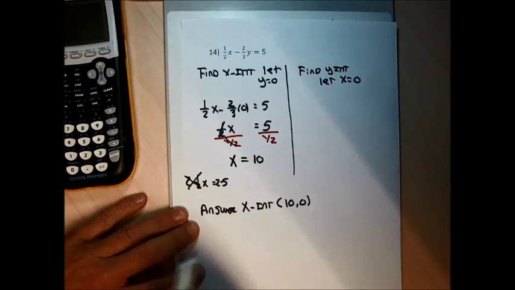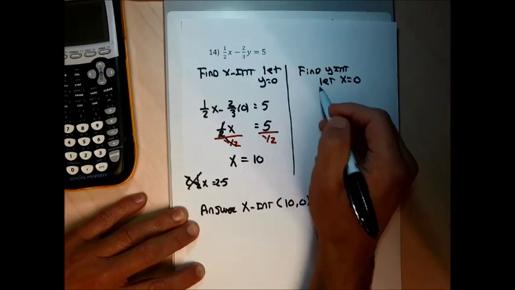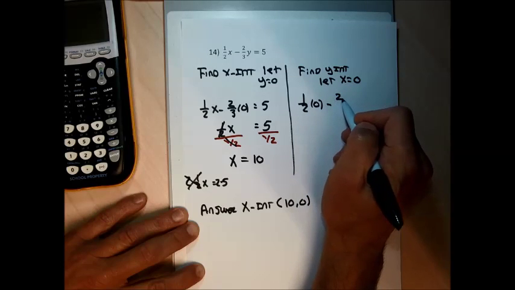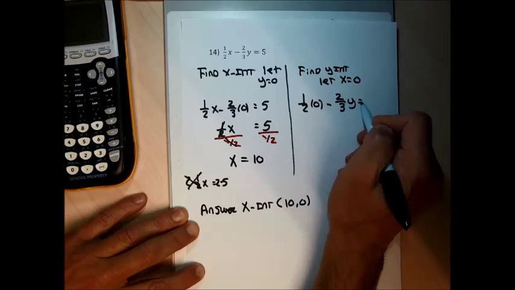I'll do the same thing for the y-intercept. Put in 0 for x. So I'm going to go 1/2 times 0 minus 2/3 y equal to 5.